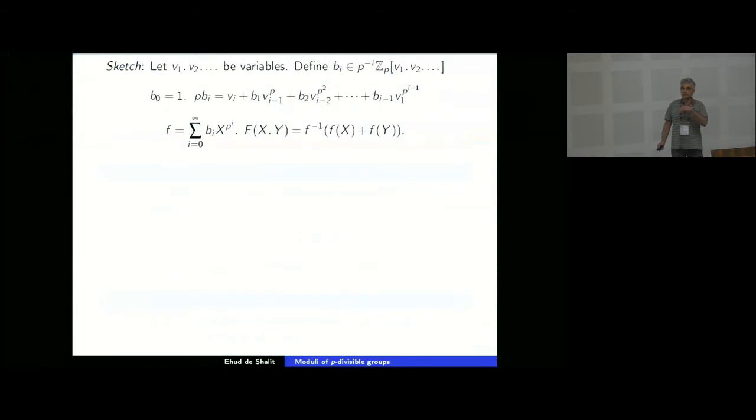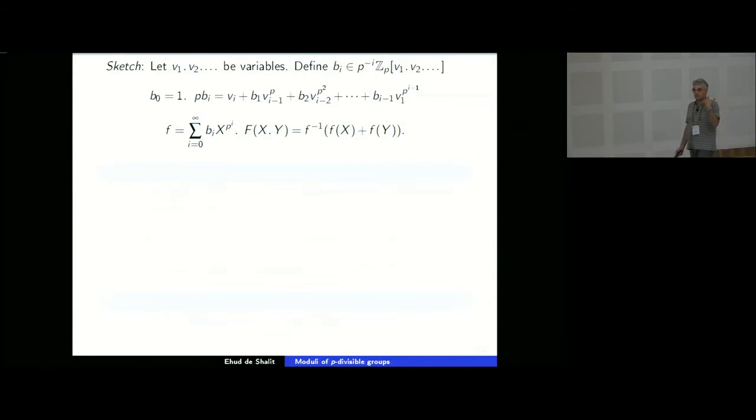So let me quickly go over just a sketch. There will be formulas here, but the formulas are really not important. First of all, these slides will be on the conference website, so you can always look at them. You can look up the literature.